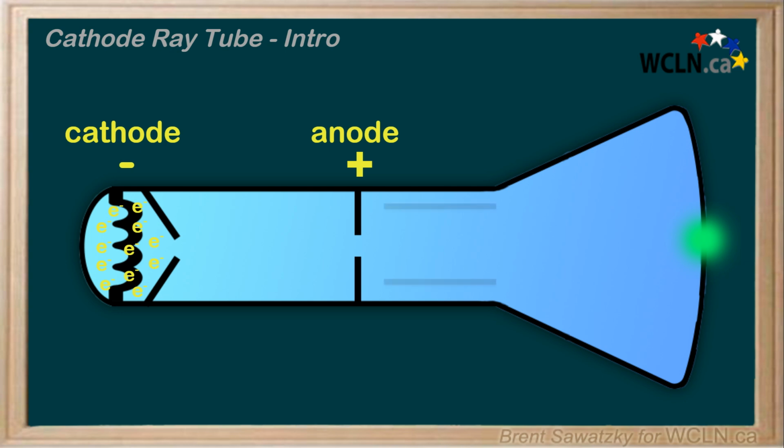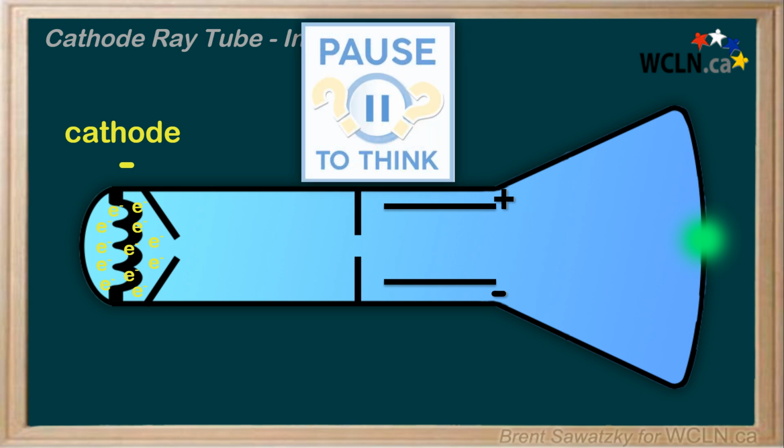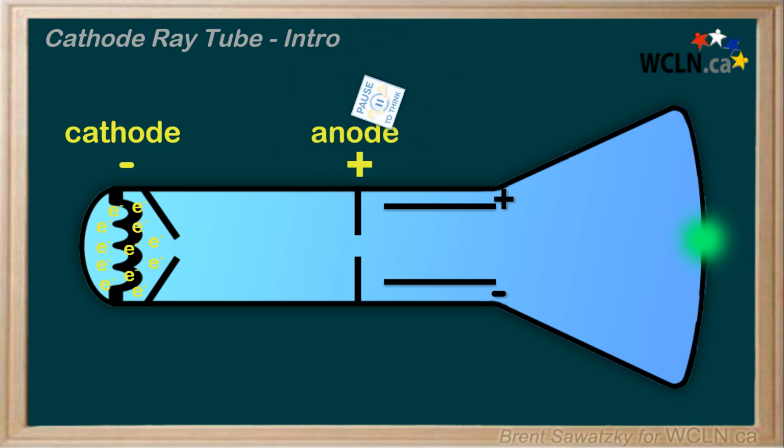If we put plates like this within our tube, say one above the electron stream and one below, and we put voltage on these plates, say the top plate is positive and the bottom plate is negative, what do you think would happen to the ray or stream of electrons? Pause and consider this.